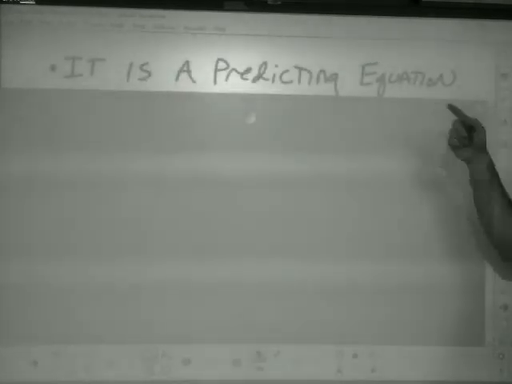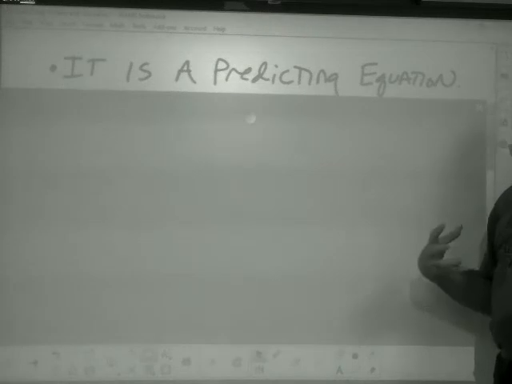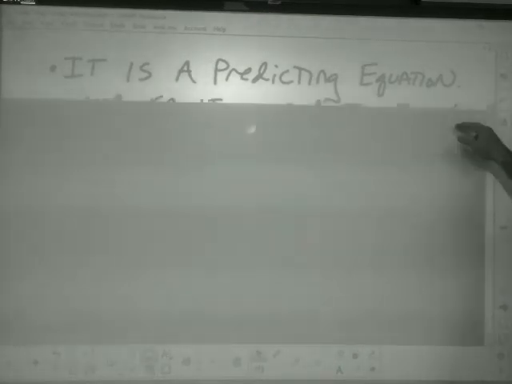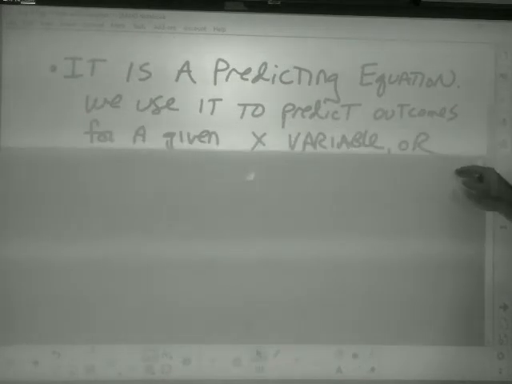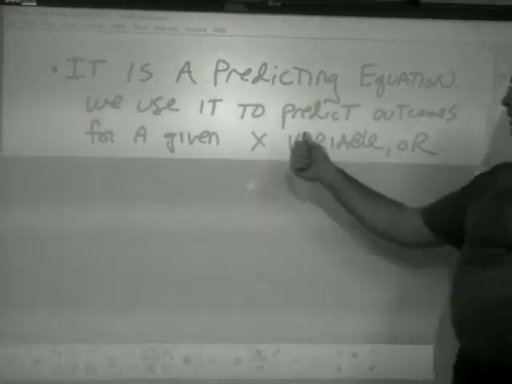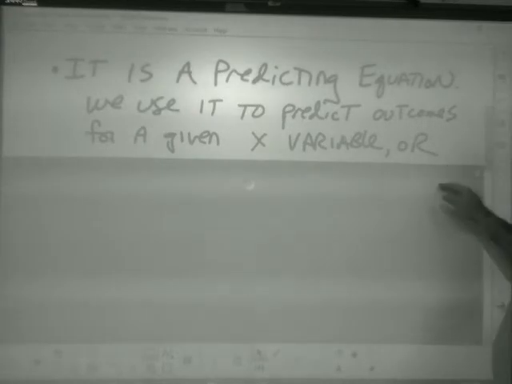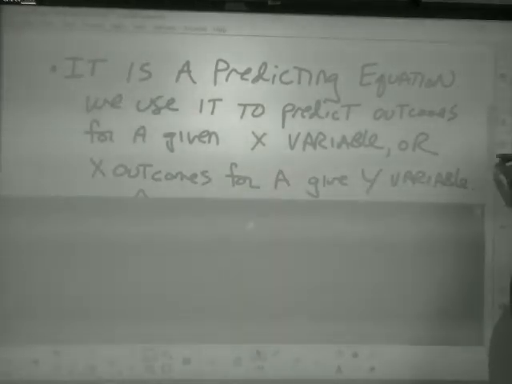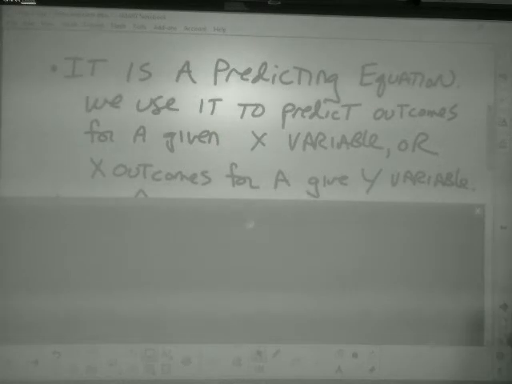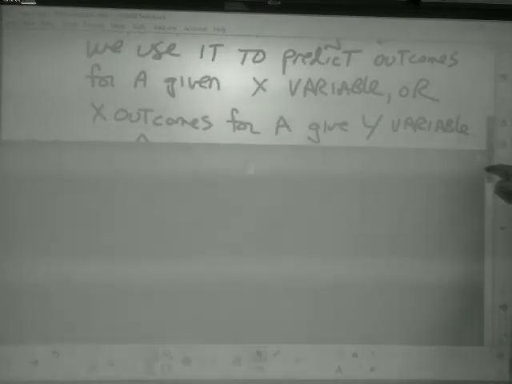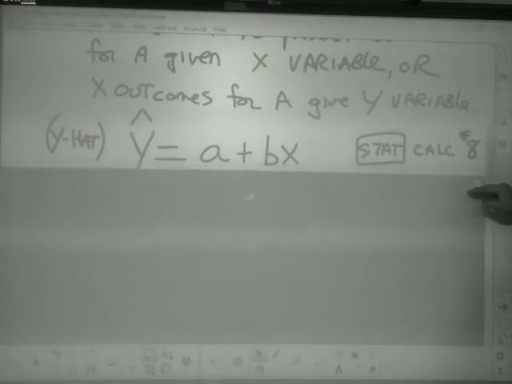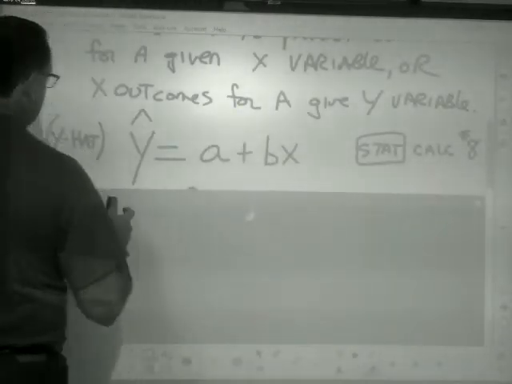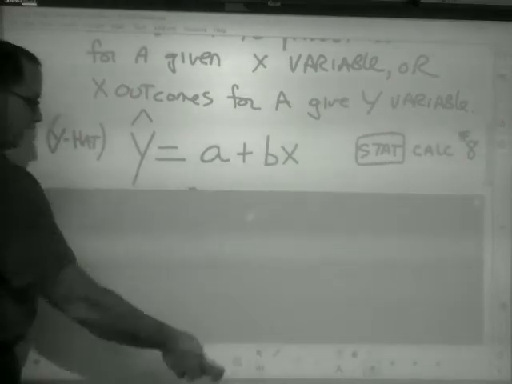It is a predicting equation. It's an equation that we use to make predictions based on data. We use it to predict outcomes for a given x variable or x outcomes for a given y variable. So the equation that we use looks like this. It looks like y hat equals a plus bx.